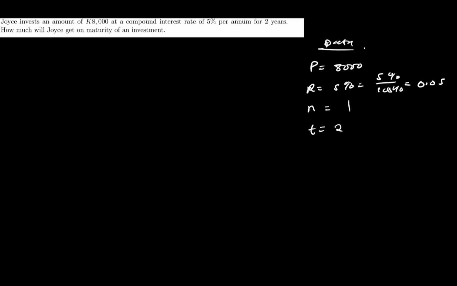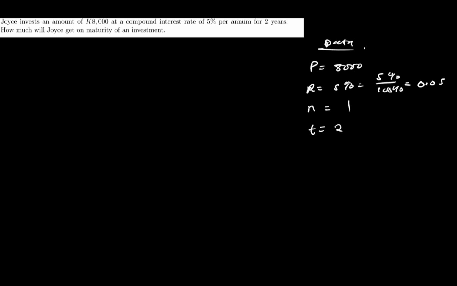Joyce invests an amount of 8,000, which means the principal amount is 8,000. So if we do up the data, the principal amount is 8,000, and then this has been invested at an interest rate of 5%, which means that we have 5% divided by 100%, which gives us about 0.05 as a decimal. Then we need to know that the number of times this is invested, since it's just per annum, is once. And then the duration is about 2 years.